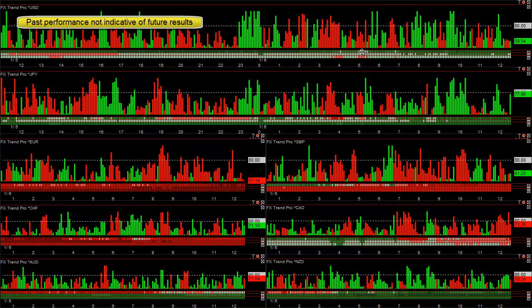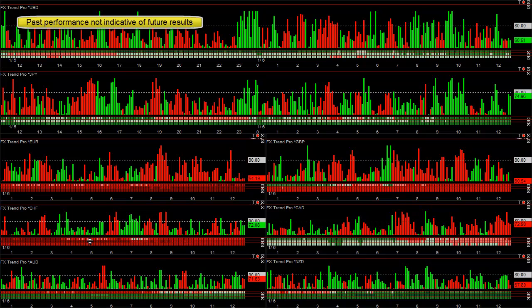Underneath the real-time one, we have the daily, weekly, and monthly. So the weakest longer-term trends are the euro and the Swiss. Some of the strongest longer-term trends are the Australian, the New Zealand, the yen. The pound also is weak.